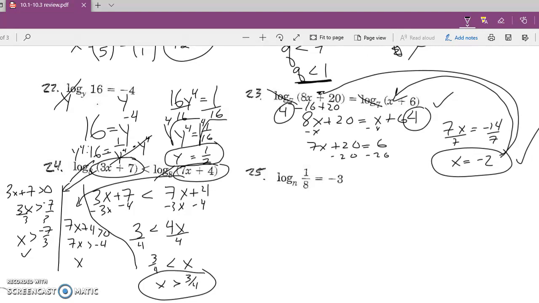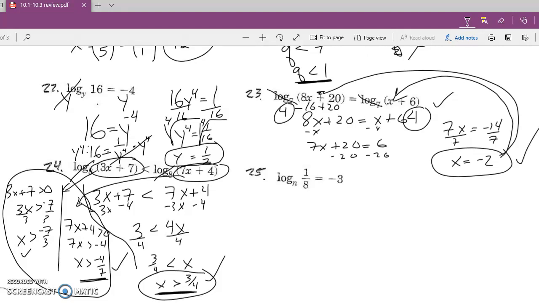So x has to be greater than -4/7. Again, if it's greater than 3/4, is this being met? Yes, it is. So we know that this is a legitimate answer because if we plug it back in, we will not get negatives. Instead of doing all of this stuff, you also could plug them back in, although sometimes it's safer to do it the way I did it over here.